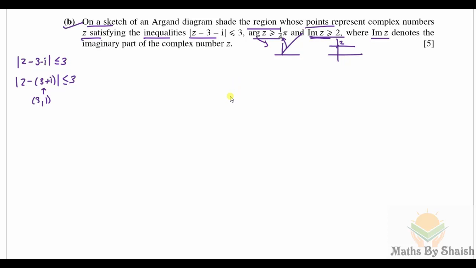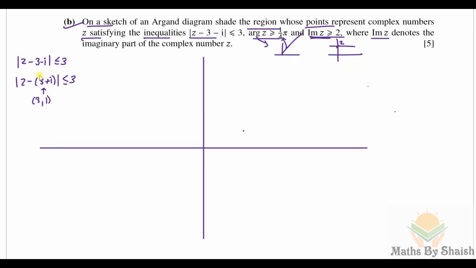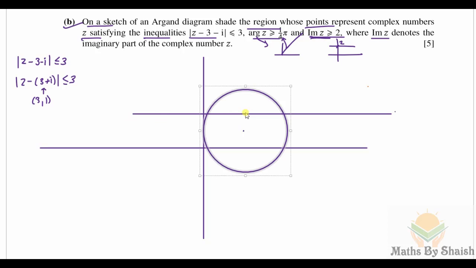So let's draw it. So it is 3, 1, so let's say this point is 3, 1, and the radius is less than or equal to 3, so we can have the circle here with the center 3 comma 1, and the line imaginary y is equal to 2 here. This is y is equal to 2 line, and this is a circle with center 3 comma 1, and then the half line from origin.